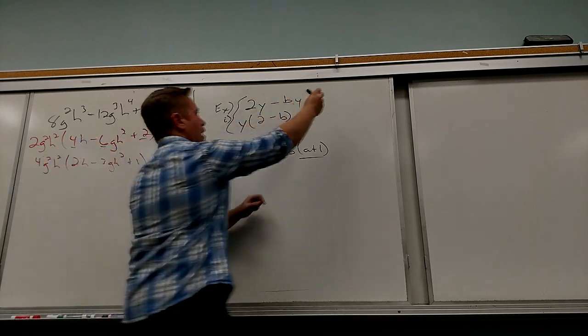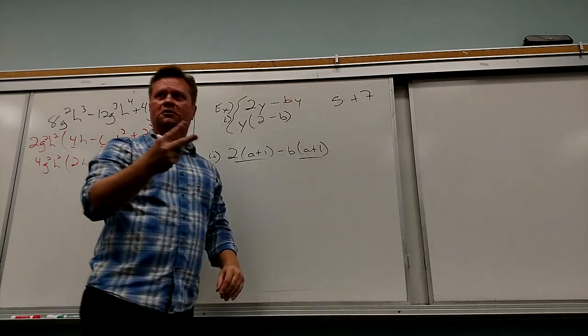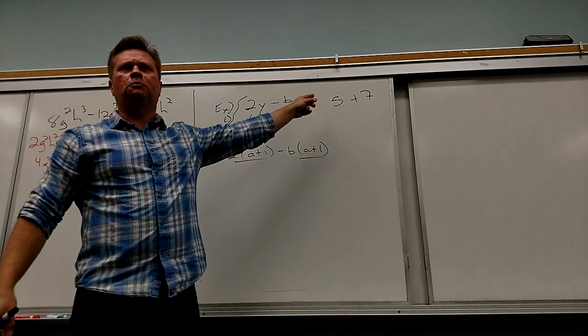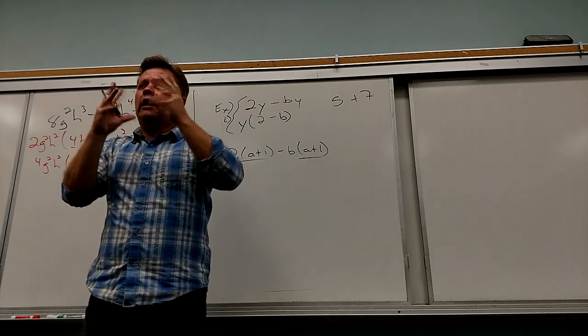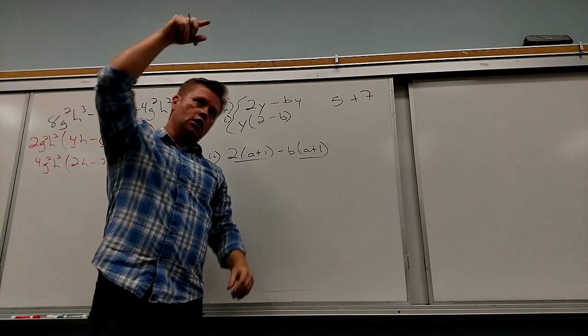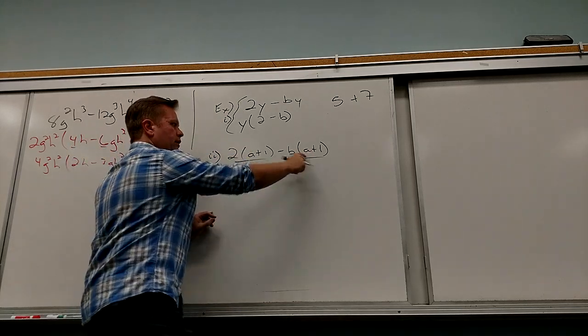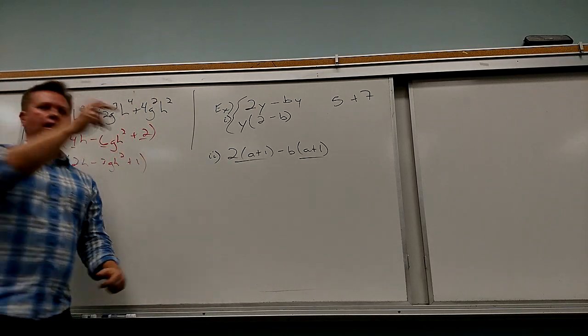Now watch. If I ask you 5 plus 7, do either one of these have a 2? No. Even though 5 is 2 plus 3, it doesn't matter. Because what is inherent in the way I'm saying this? It's got to be a factor. GCF, right? So neither one of these has an a. They both have an a plus 1.